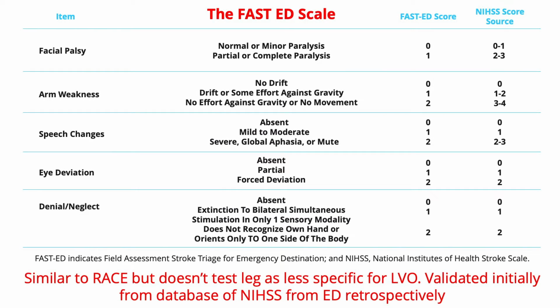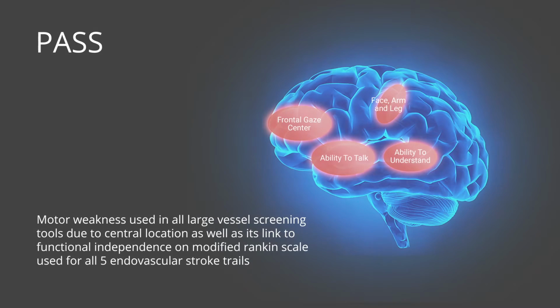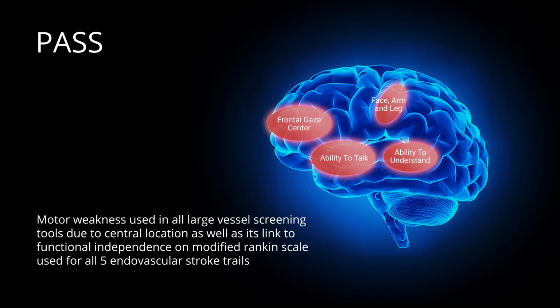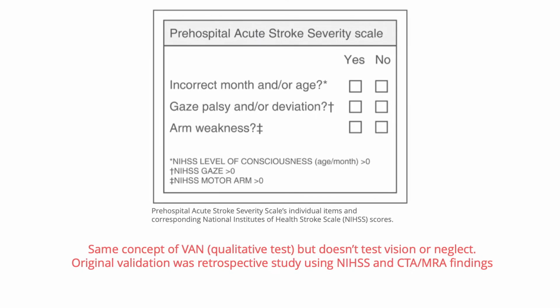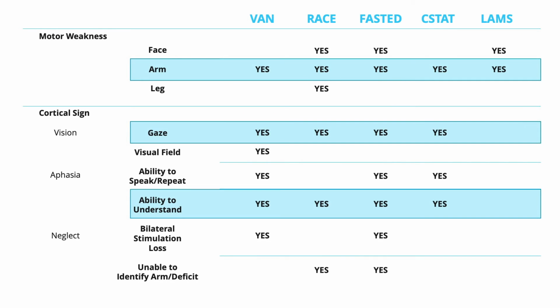FAST-ED, almost exactly the same as RACE, but they don't test leg weakness. PASS, you have to have 2 out of the 3: incorrect month or age, gaze palsy or deviation, and arm weakness. But you see the theme, arm weakness, over and over again in every scale. That's why we use it. It's the best balance between sensitivity and specificity. And we already talked about this.